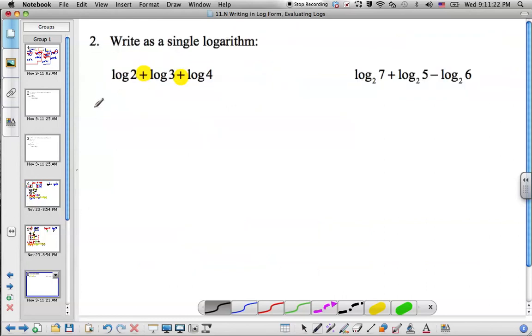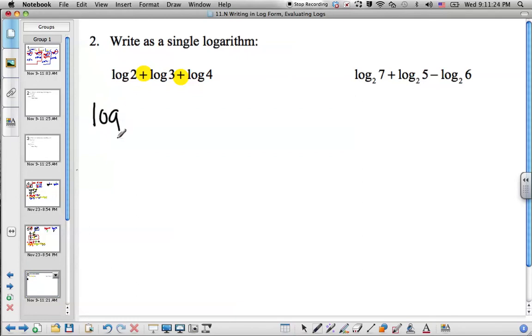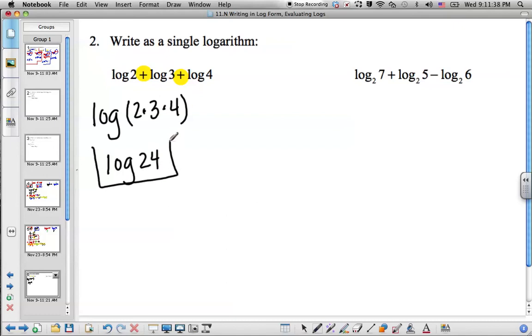This means this is the same thing as log of 2 times 3 times 4. So I can simplify that to be log of, we have 6 times 4, which is 24. So log 2 plus log 3 plus log 4, using what we were just showing, is log of 24.